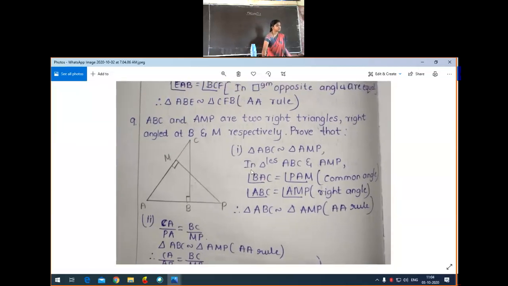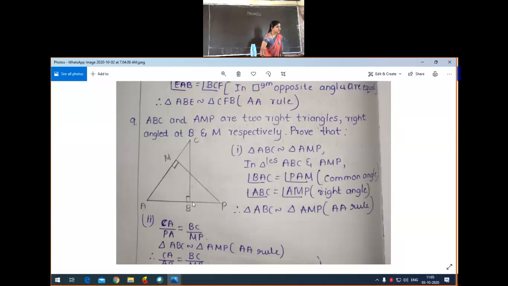Now we'll start with the first part. It is very easy. Take the two triangles, triangle ABC and triangle AMP. Which angle is common here? Angle A is common for both triangles. That is, angle BAC is equal to angle PAM, the common angle.